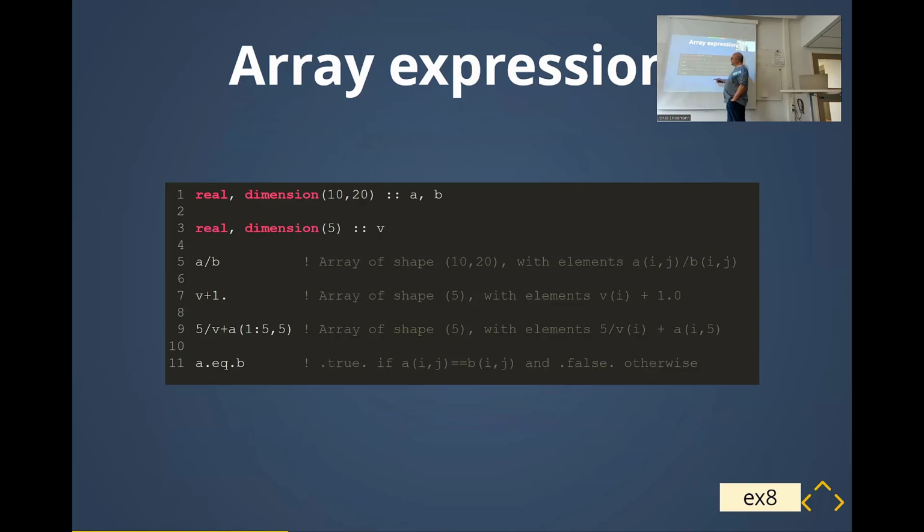If you do B plus 1, this is a scalar, so that will be added to each element in B. Same thing here, 5 divided by B: the 5 will be divided by every value in B. And then you have A 1 to 5, so you can use index notation, I will come back to that later as well, to extract 5 elements of A and add them together. You can also do A equals B, which does a comparison of all values in A compared to B. If they are the same, it returns true, otherwise it returns false. So these are quite powerful. You don't have to do any looping for stuff like that. This is built into Fortran.